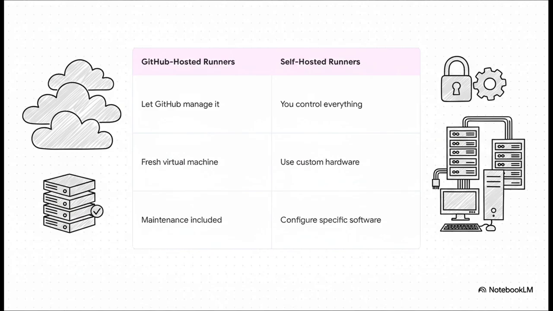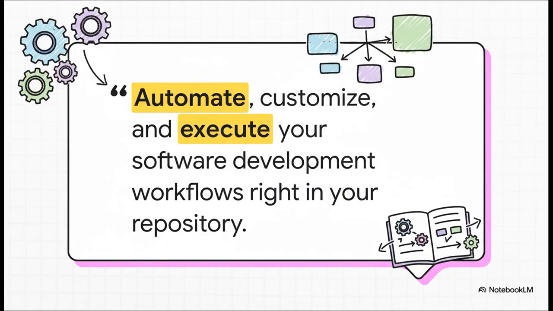So, a really important question is, where does all this automation stuff actually run? And you've got two main choices here. First, you can use GitHub-hosted runners. This is the easy way. GitHub manages everything for you, giving you a fresh, clean virtual machine for every single job. It's simple, no fuss. But if you need total control, you can use self-hosted runners. You run these on your own hardware, which means you can customize the environment, the software, the security, literally down to the last detail.